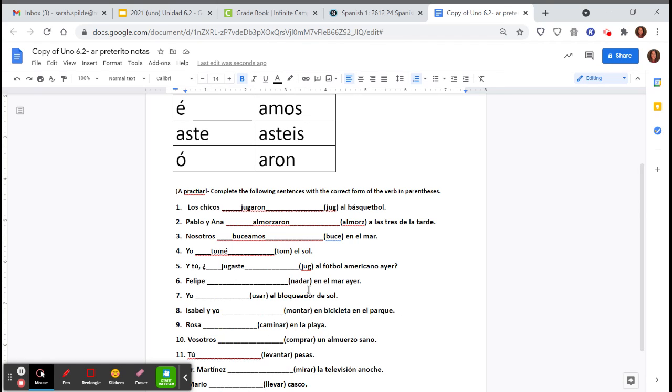Seis. Felipe and nadar. So take off your AR ending. So we want to say Felipe, he swam in the ocean yesterday. So we have nadó. And we need an accent mark here because it's the él, ella, usted form. Nadó en el mar ayer. Siete, usar. Take off your AR ending. Add your new one back on. It's the yo form, so we're looking at é. So we have usé el bloqueador de sol. So I used the sunscreen.